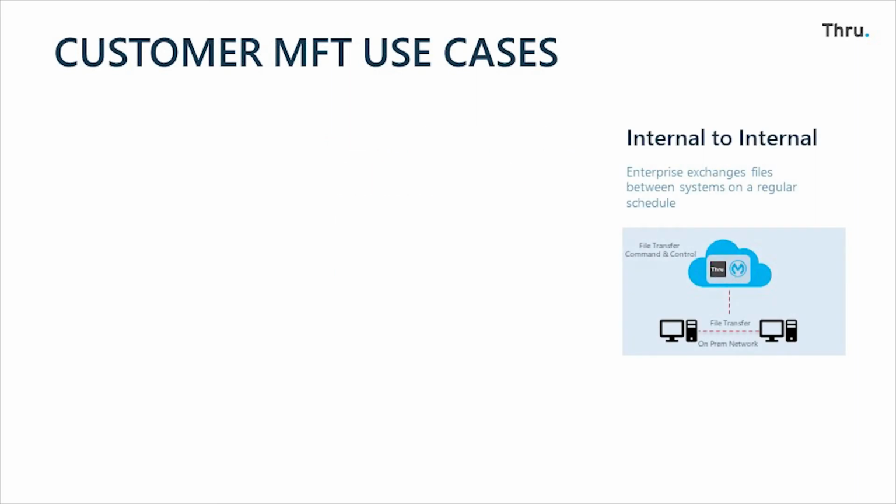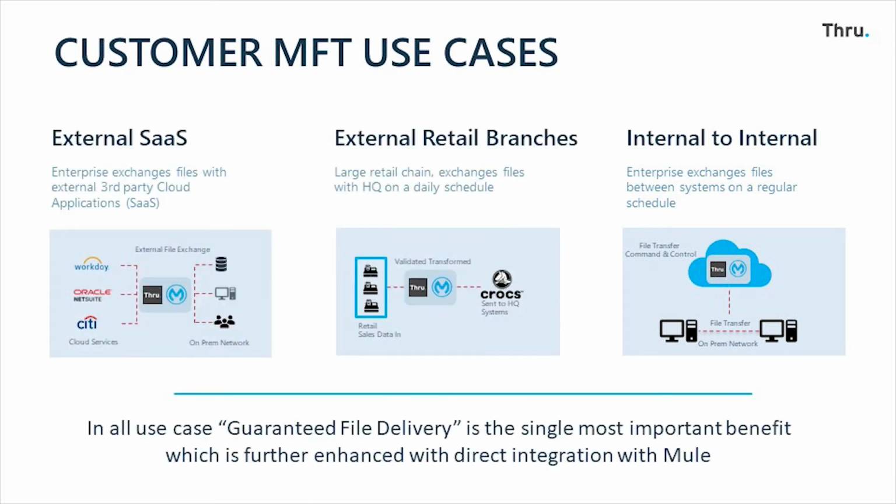Your third use case is internal file transfer. So one system on the network to another system on the network, all orchestrated from the cloud and integrated with Mule. So in all these scenarios, via persistence, i.e. storing files, we provide guaranteed delivery.